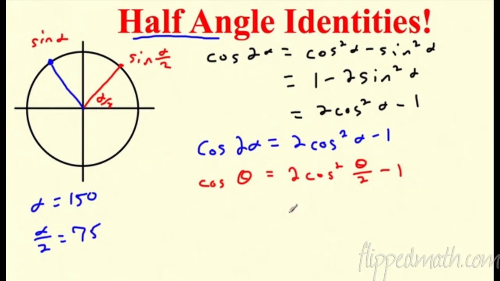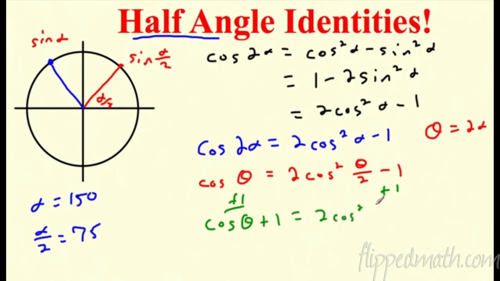So here is my new equation right here. Really, in this, theta essentially equals 2 alpha. And now it's just a matter of simplifying. I want to get cosine squared by itself. How do we do that? Well, let's add 1 to both sides, and we've got cosine theta plus 1 equals 2 cosine squared theta over 2. Now I want theta over 2 by itself. I'm going to divide by 2. That's pretty good. So I'm left with what? Cosine, I'm going to flip it over here.